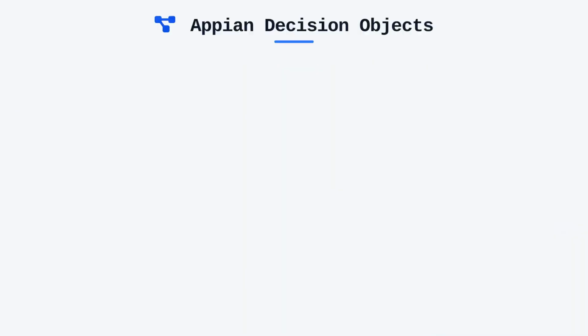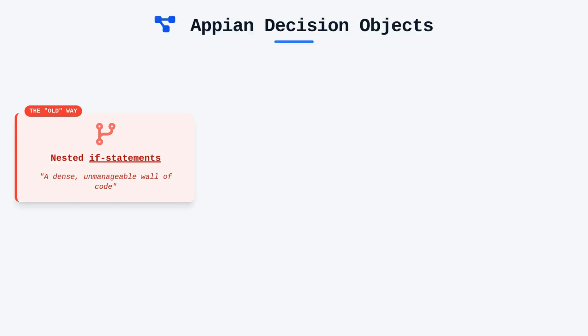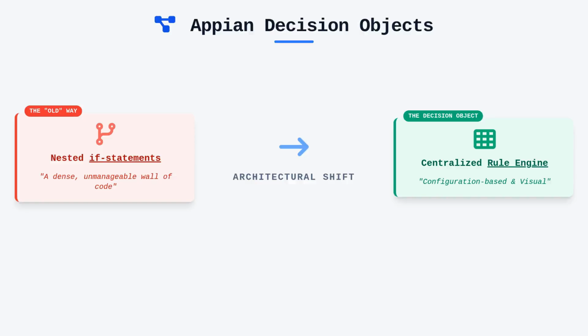The decision object in Appian functions as a centralized engine for evaluating business rules, providing a clear visual interface that replaces what would otherwise be a dense, unmanageable wall of nested if statements. When you find yourself writing complex conditional logic, such as determining an insurance premium based on multiple variables, placing this logic inside a decision object is almost always the superior architectural choice.